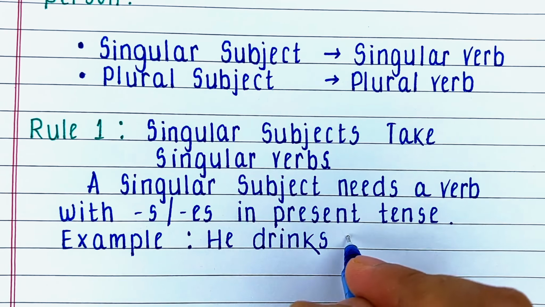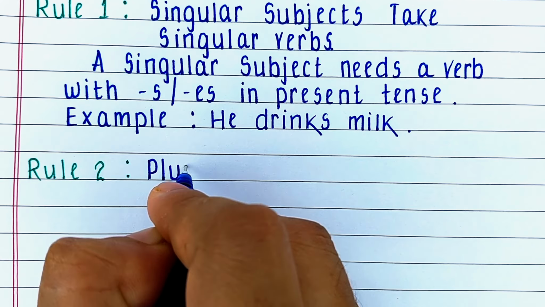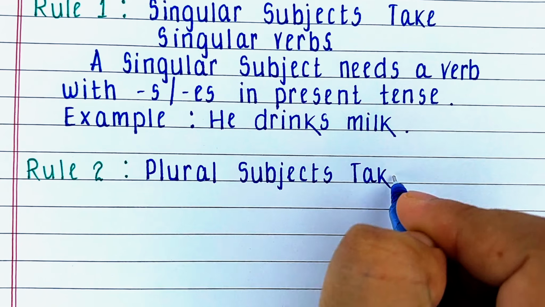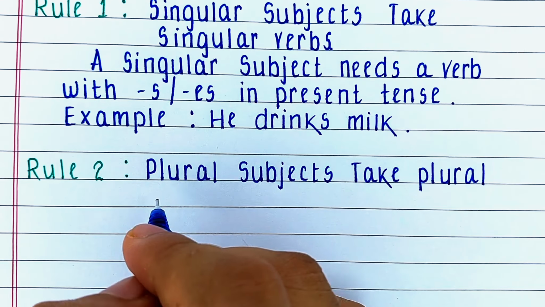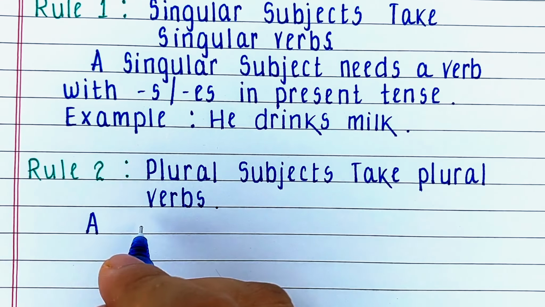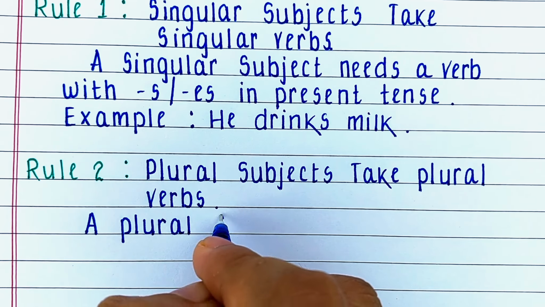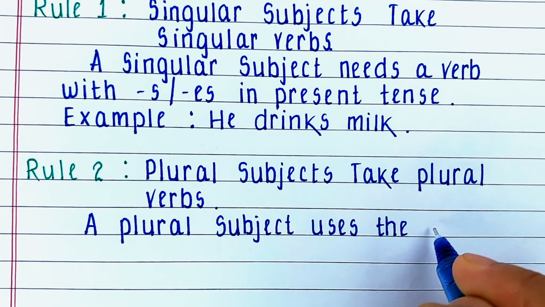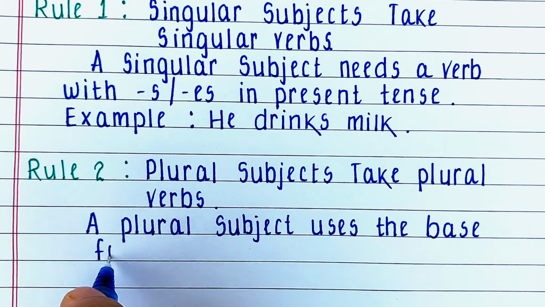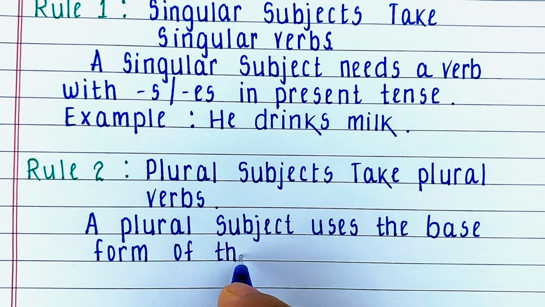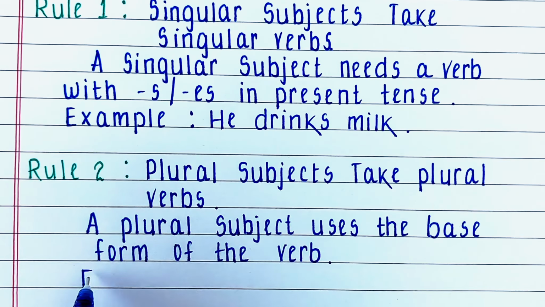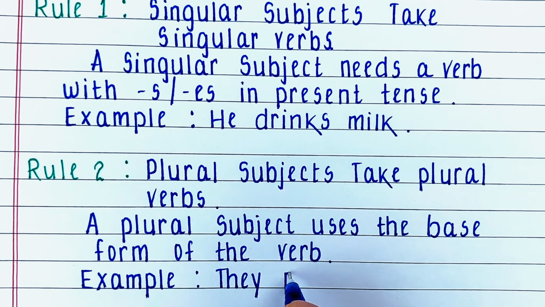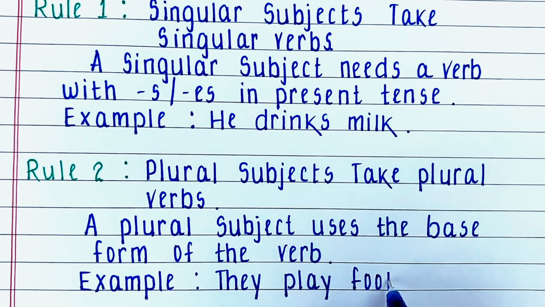For example, he drinks milk. Rule number 2. Plural subjects take plural verbs. A plural subject uses the base form of the verb. For example, they play football.